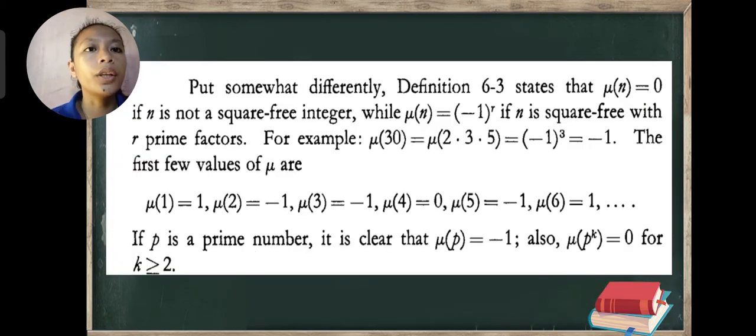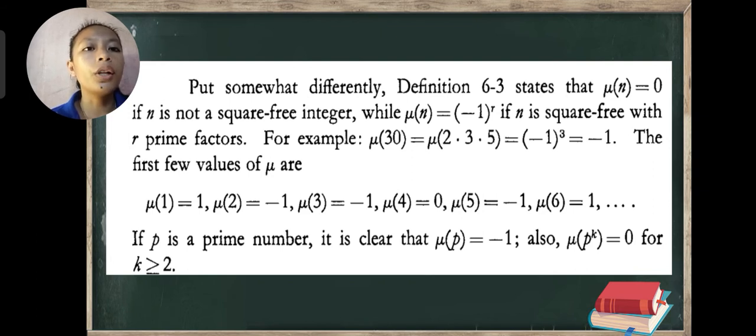Put somewhat differently, Definition 6.2.3 states that mu of n is equal to 0 if n is not a square-free integer. A square-free integer is an integer which is divisible by no perfect square other than 1, while mu of n is equal to negative 1 raised to the power of r if n is square-free with r prime factors. For example, mu of 30 is equal to mu of 2 times 3 times 5, which is negative 1 raised to the power of 3, equal to negative 1.